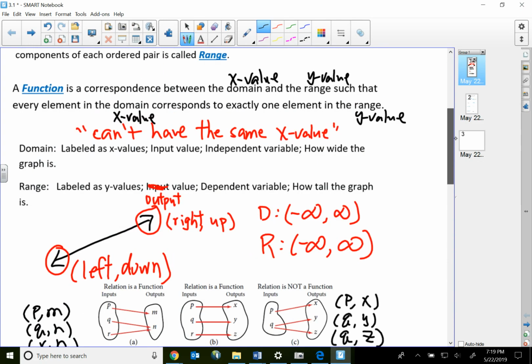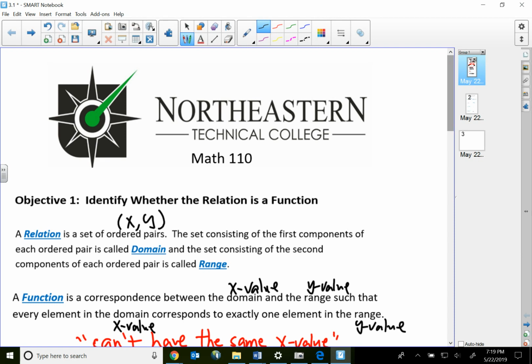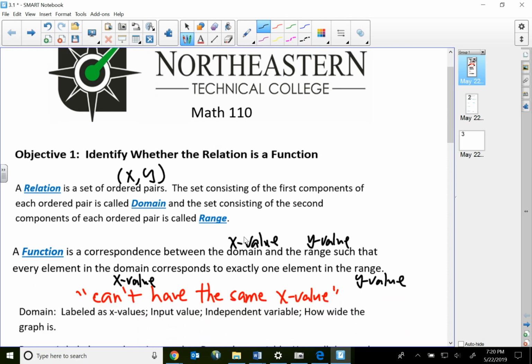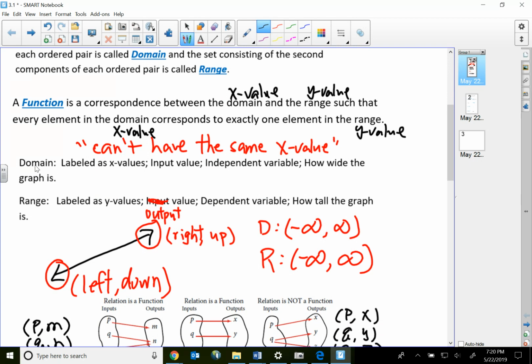So let's quickly summarize what we talked about today. A relation is simply a set of ordered pairs. The first component is the x value, or we call it the domain. The second component is the y value, or we call it the range. Domain is always labeled as x value. We can call it input, independent variable, or from a graphing perspective, it's about how wide the function is, thinking about two dimensions, x-axis and y-axis at the same time. How far left does it go? How far right does it go? Range is labeled as y value, output value, dependent variable, or how tall it is. How tall does my graph go, and how low is it coming from?